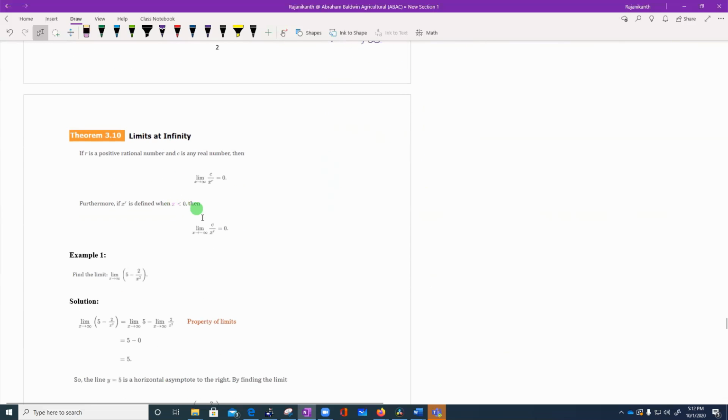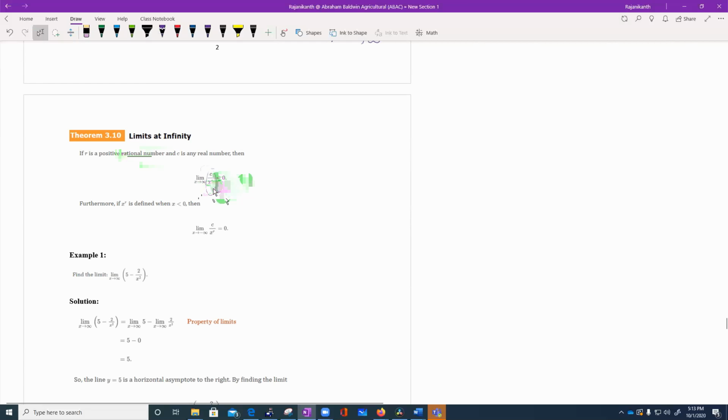Now we have one theorem. This theorem will make it easy to identify the limit values without a picture. If r is a positive rational number, rational means you could write the number in fraction form, then the limit of c over x to the power r, as x approaches infinity, is of course going to be 0. Makes sense, right?